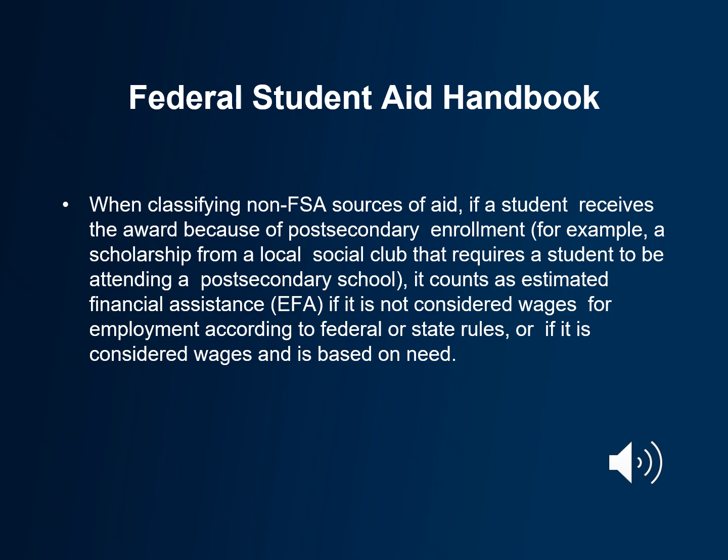According to the Federal Student Aid Handbook, when classifying non-FSA sources of aid, if a student receives the award because of post-secondary enrollment, for example, a scholarship from a local social club that requires a student to be attending a post-secondary school, it counts as estimated financial assistance if it is not considered wages for employment according to federal or state rules, or if it is considered wages and is based on need.